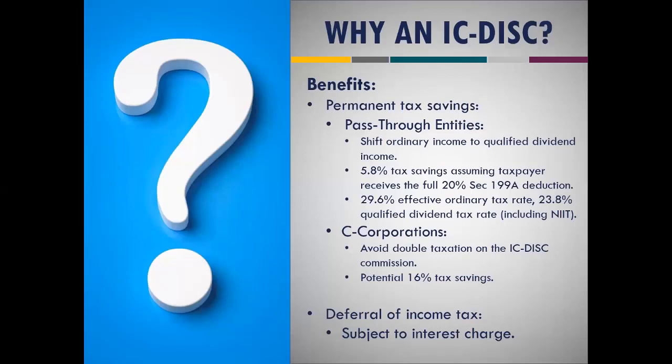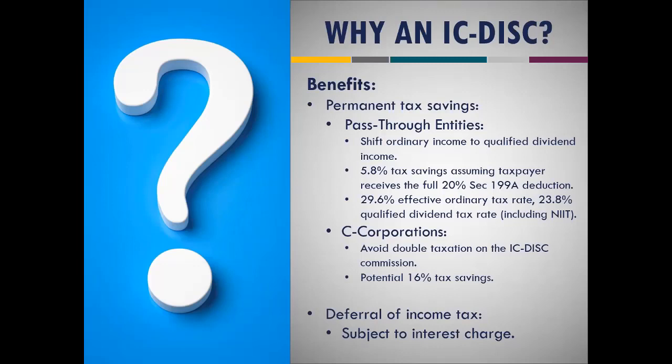So why would we use an IC DISC? The simple answer is it saves us tax. With an IC DISC, the primary benefit is that you can get permanent tax savings. So we look at this two ways. Our operating company is either a pass-through entity, so either a partnership or an S-Corp, or it could be a C-Corp. If it's a pass-through entity, what we are able to do with an IC DISC is we can shift ordinary income to qualified dividend income. And qualified dividend income is taxed at a reduced tax rate, the capital gains tax rate.